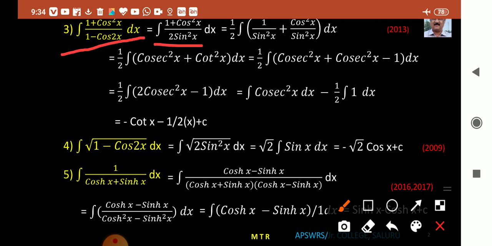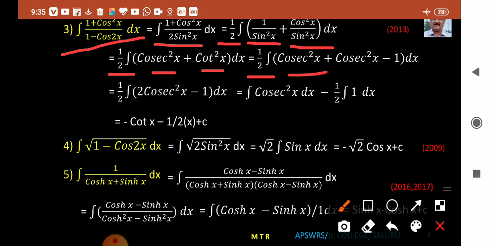Again split into two fractions. You write the 1 by 2 here. 1 by sin square x plus cos square x by sin square x. This is equal to 1 by 2 as is. You know 1 by sin square x is cosecant square x. Cos square x by sin square x is cot square x. Cos theta by sin theta is cot theta. So cos square x by sin square x is cot square x. This is equal to, write the 1 by 2 as is, cosecant square x.